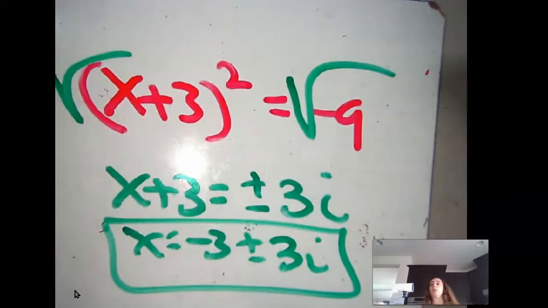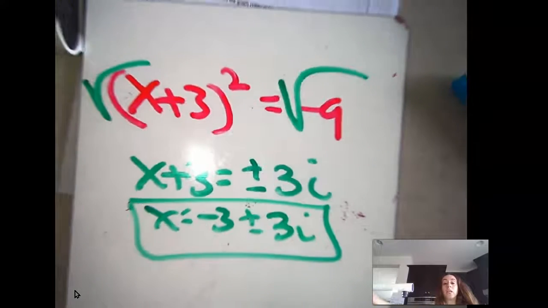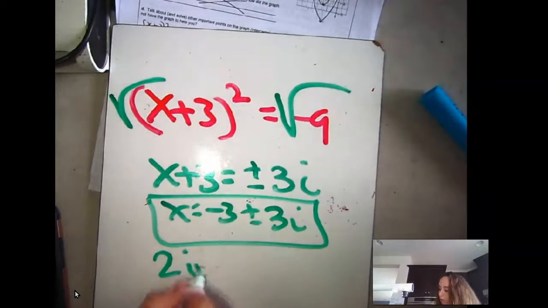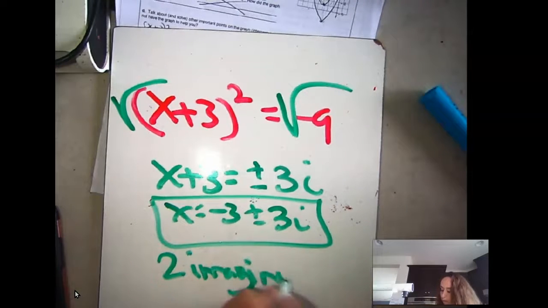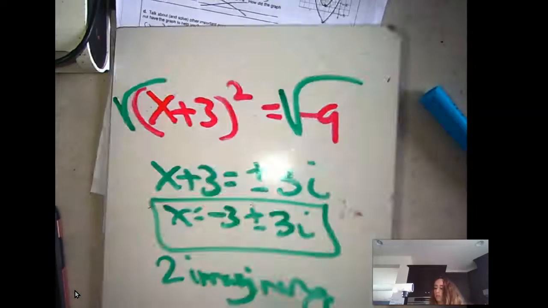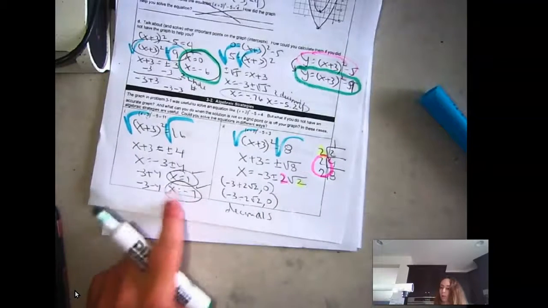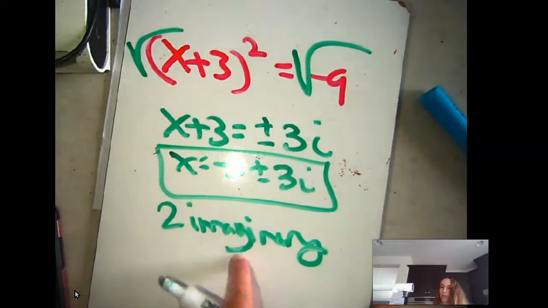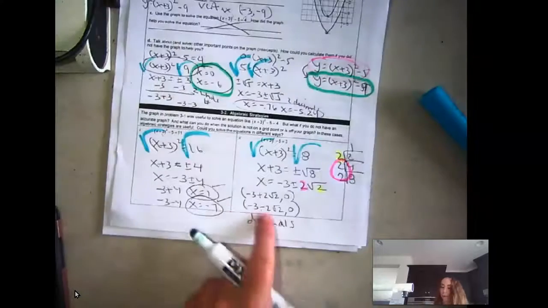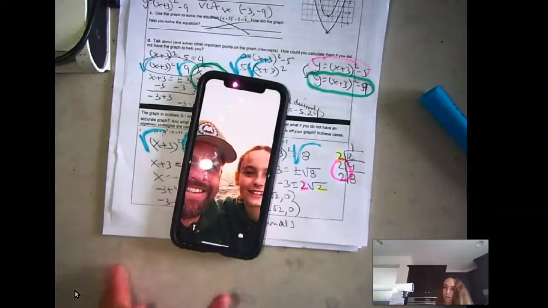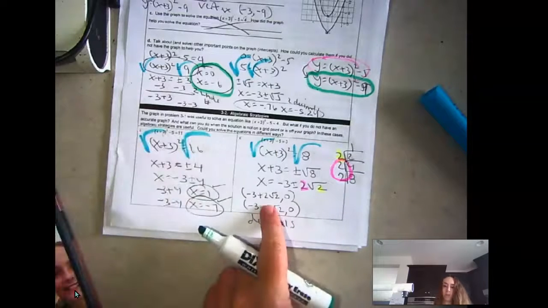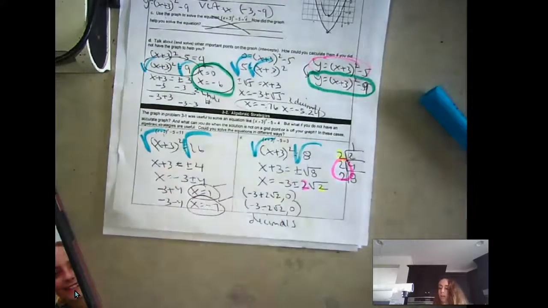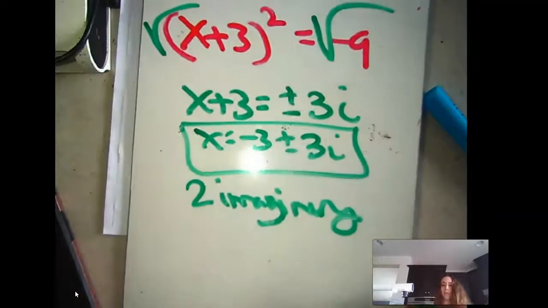Now, if I asked you how many solutions, you would still say 2, but you would say 2 imaginary solutions. This is 2 real solutions that are whole numbers. These are 2 real solutions that are decimals. These are 2 imaginary numbers. What does that mean? Hey, I could put this in my calculator and I could get an answer. I could put this in my calculator and get an answer. I cannot put this in my calculator and get an answer.